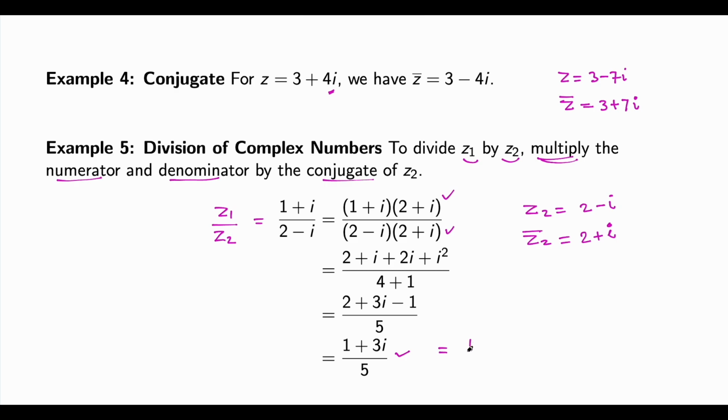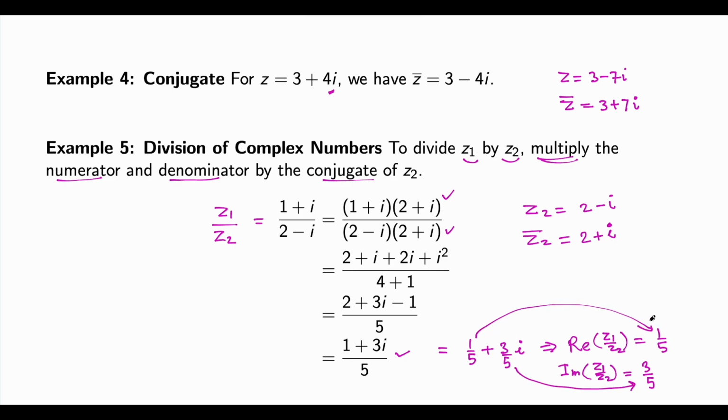You can also simplify to 1 by 5 plus 3 by 5 i. You can also write the real part of z1 by z2 is 1 by 5, and the imaginary part of z1 by z2 is 3 by 5. So you have to separate out these values, 3 by 5, and you have to separate out the real part, right?